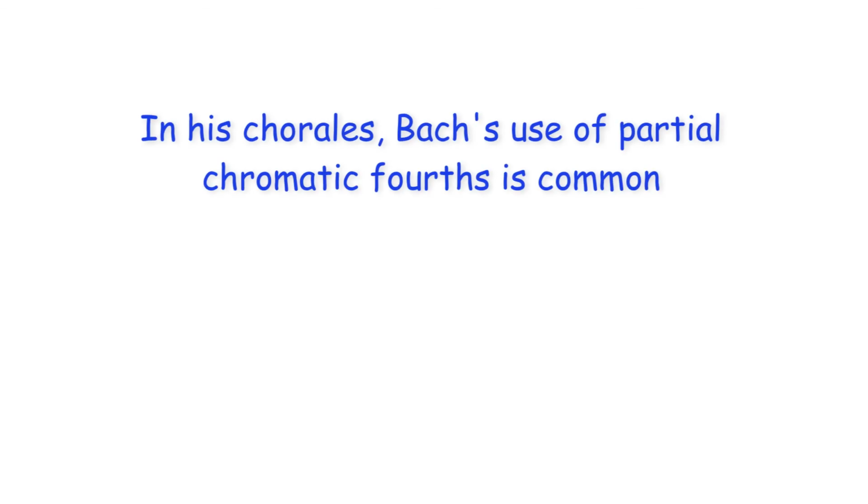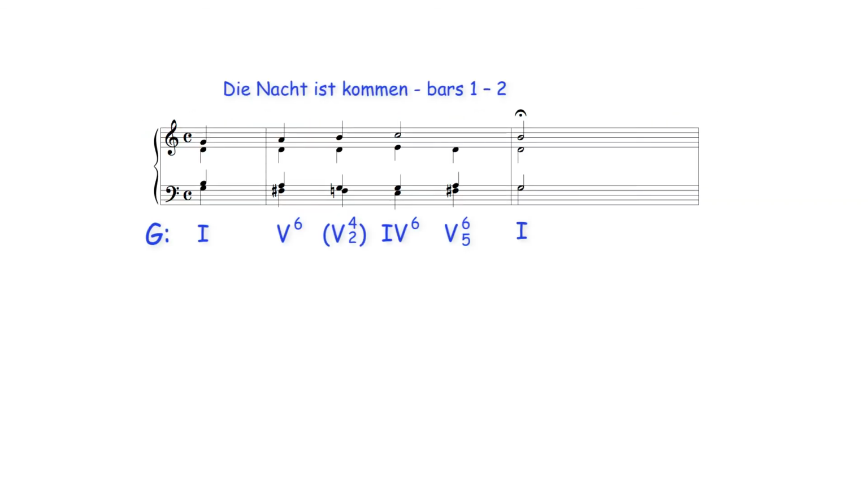In his chorales, Bach's use of partial chromatic fourths is common. This example from chorale 231 omits the 5th and flattens 6th degrees. It is from one of the many chorales which use a harmonized modal chorale melody.